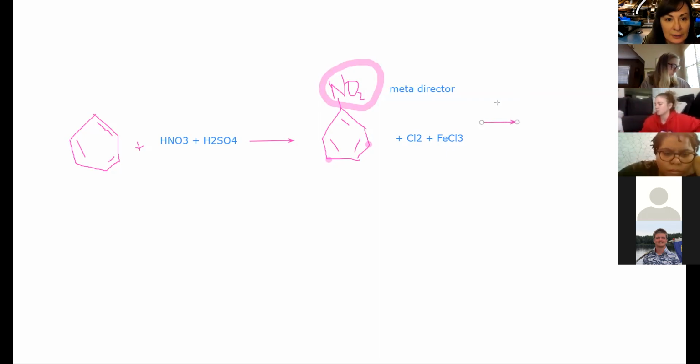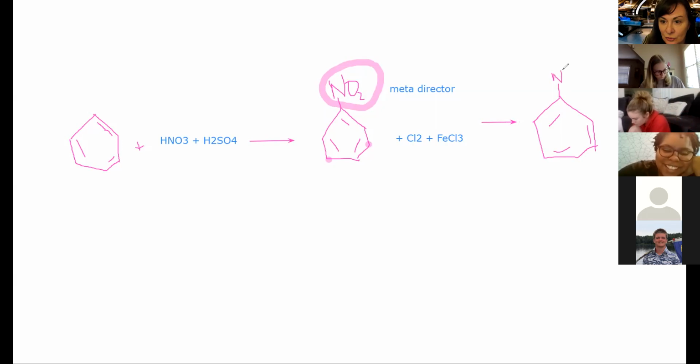Here's the arrow, and then the product's gonna look like this. You're gonna have a nitro group. I know that's a terrible benzene ring. You don't even have to look at me. You're gonna have a nitro group, and then in the meta position, you're gonna have a chlorine that has been added to it, okay?